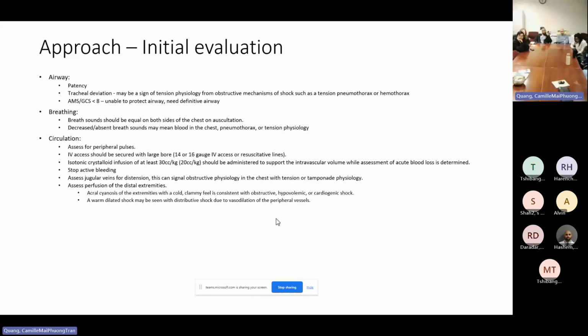And then the preferred fluid for initial resuscitation? LR. Yep. Lactated Ringer's. Why? Because it's isotonic, but it's like dense. Isotonic fluid. And then you typically don't give NS for large volume because it can cause a metabolic acidosis.